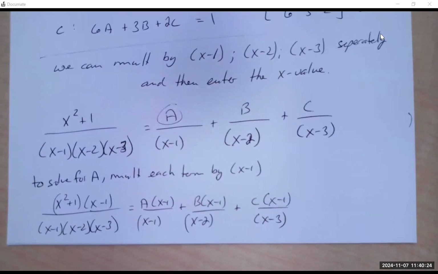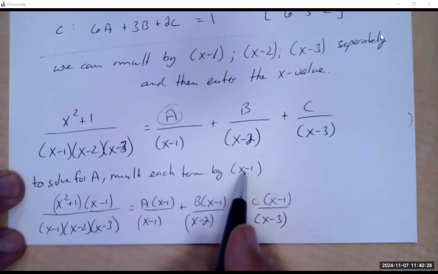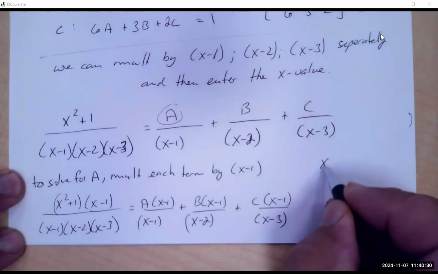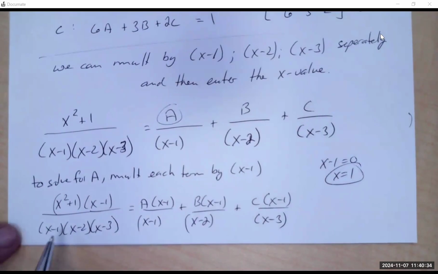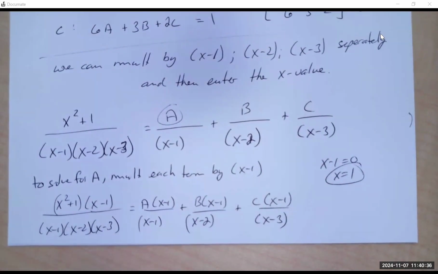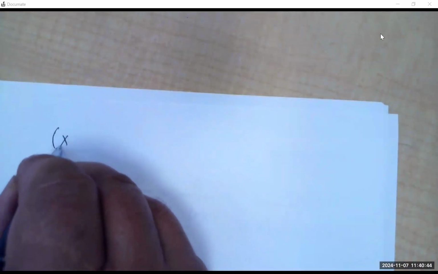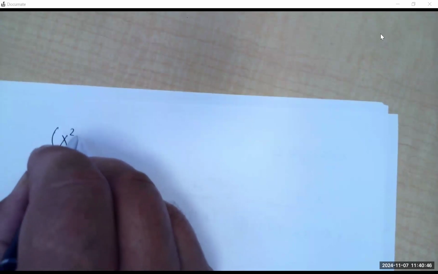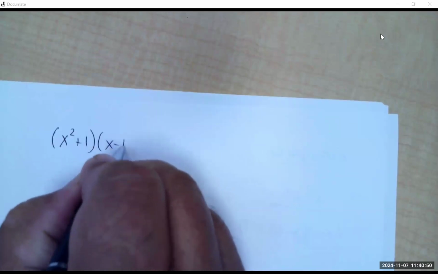Okay. Follow that so far? Now, what is the 0 of x minus 1? x minus 1 equals 0. So if we enter x equals 1 to all the x's in there, we have x squared plus 1.